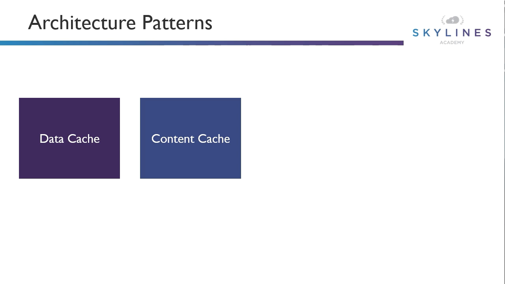Headers, footers, banners, for example. This content does not frequently change. If we think about the Azure portal, for example, a lot of the screens look very similar, so this would be a great use case for content cache.